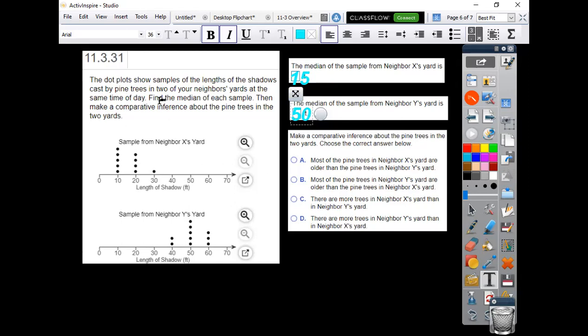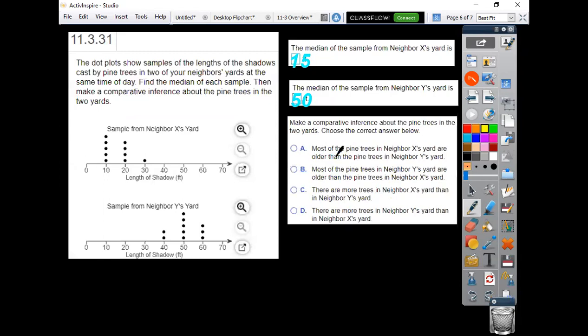Now remember, these are the same time of day. So in neighbor X's yard, the shadow lengths at the same time of day are 10 to 20 feet long, whereas in the other neighbor's yard, the shadow lengths are averaging out like 50 feet long. And so what does that mean? Neighbor Y has bigger trees in their yard.